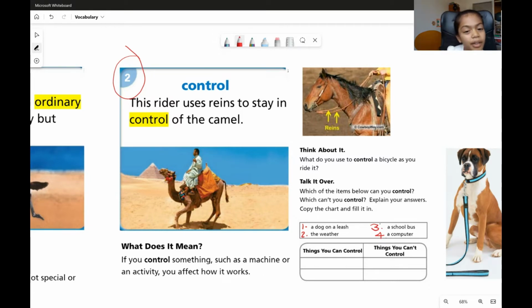And I want to explain another word, which is reins. Do you know what it means? So this rider uses, on this horse, there is something like this rope, right? It's called reins. So why do we even use reins? Do you know? Because so they can keep control of the animals which they're riding, okay?